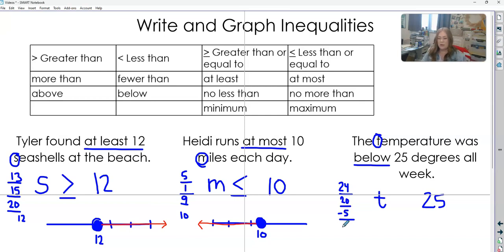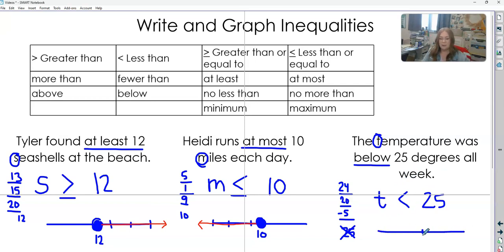That's below 25. Could it be 25? Is 25 below 25? No, so it can't equal it this time. It has to be lower. So all of these compared to 25 are smaller. The temperature is less than 25. So the little side's pointing to my little numbers here. But it can't equal it, so no line this time.